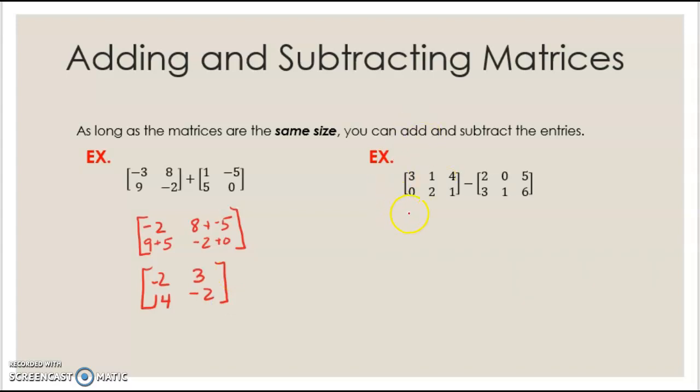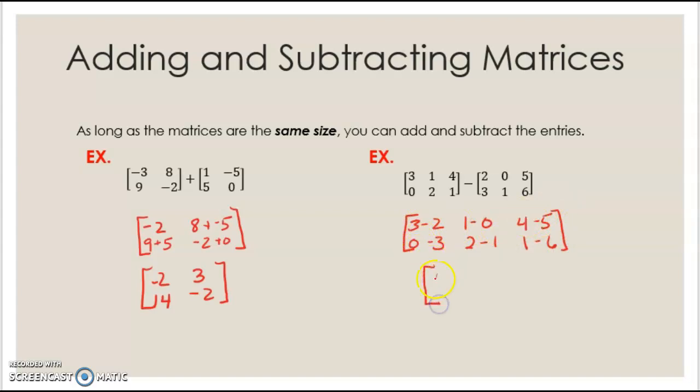Subtracted works the same way. Be careful of your signs. 3 minus 2. 1 minus 0. 4 minus 5. 0 minus 3. 2 minus 1. 1 minus 6. So that's what you're going to put together in each entry place.